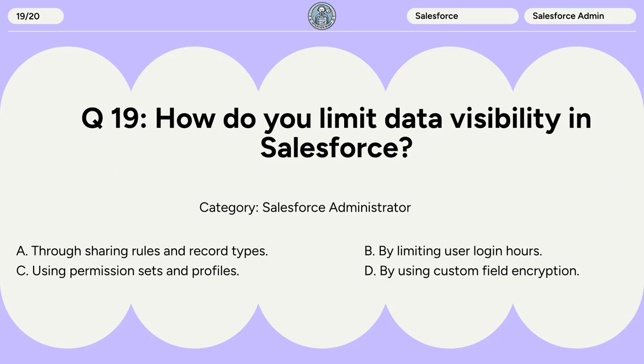Question 19. How do you limit data visibility in Salesforce? A. Through sharing rules and record types. B. By limiting user login hours. C. Using permission sets and profiles. D. By using custom field encryption.